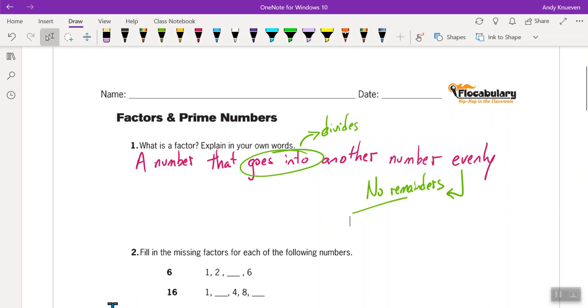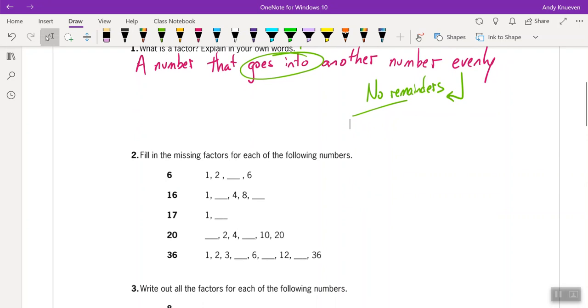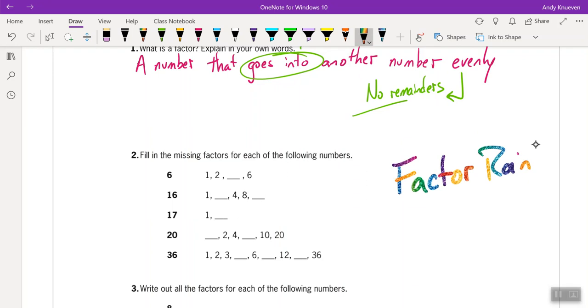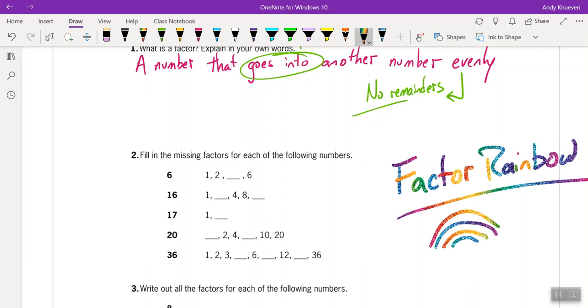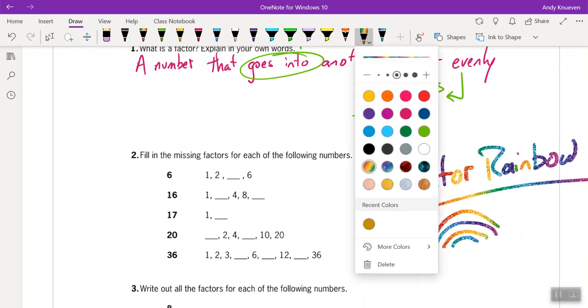And a key concept here that I want to also stress is the idea that we are going to be doing what I call factor rainbows, because a rainbow has these arcs, right? Well, we're going to be seeing a lot of factor rainbows as we break down our numbers as we find all the factors of them.